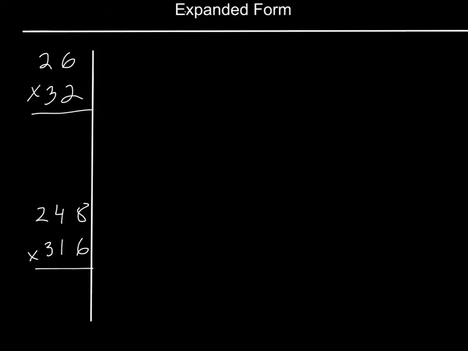Okay, the next slide, what we're going to do is multiply, taking a look at their expanded form. We worked with the expanded form earlier in the year. So 26 times 32 can be written as 20 plus 6 times 30 plus 2.